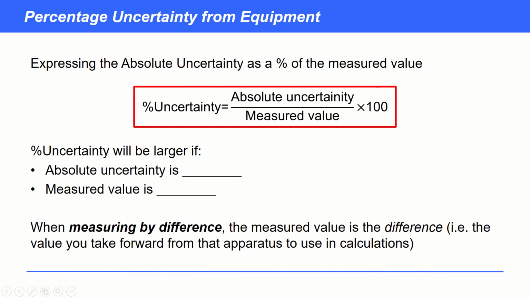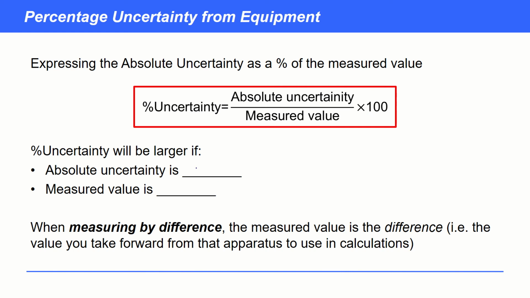Once you've got the absolute uncertainty sorted, again, just like with percentage error, it's much better to work out the percentage uncertainty, which is simply the absolute uncertainty as a percentage of the value you measure with the equipment. And this is the formula that you're going to use. You take the absolute uncertainty, taking account of any doubling or multiplying factors, you divide by the measured value, and you times by 100.